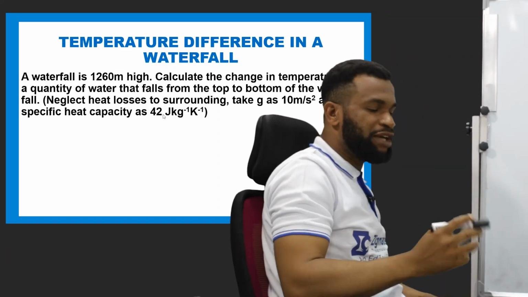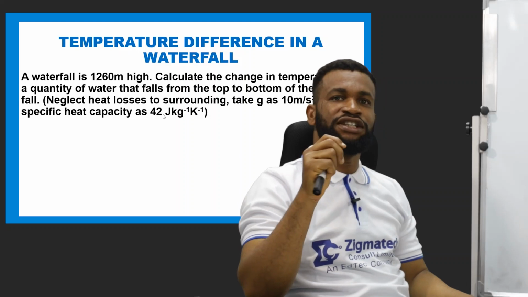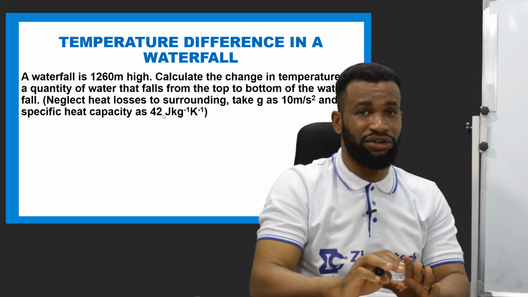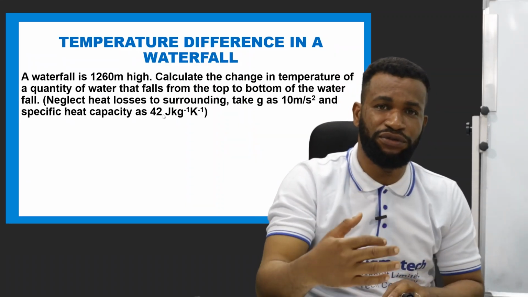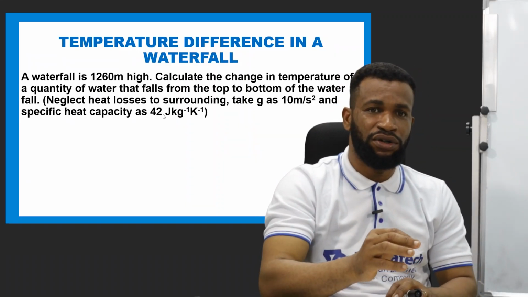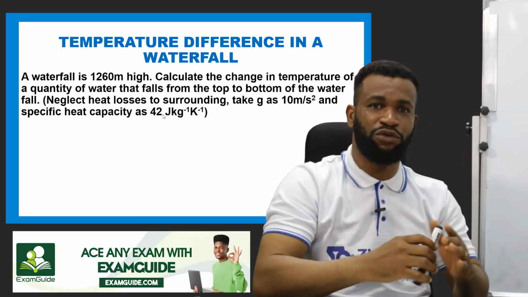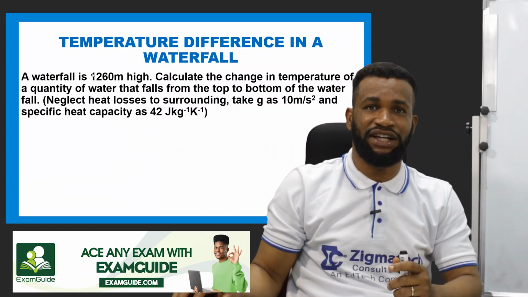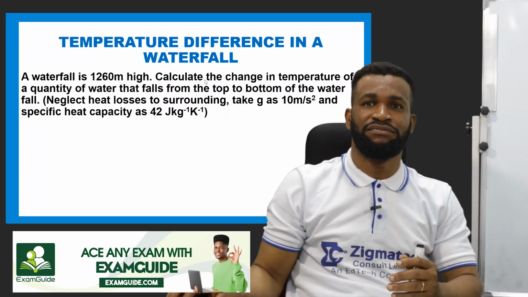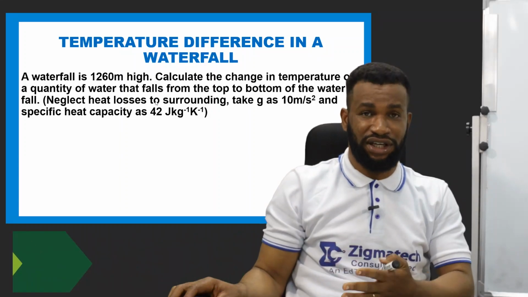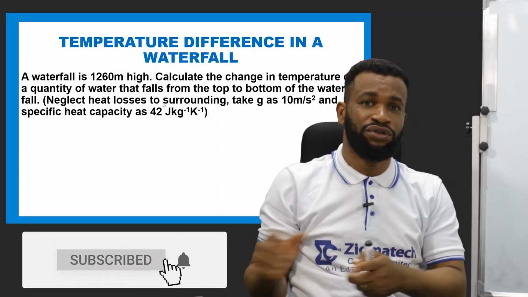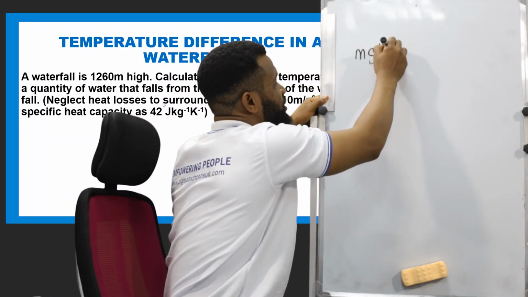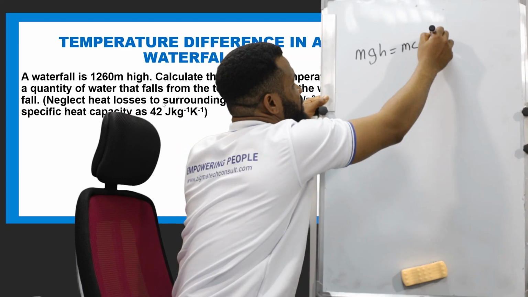So in terms of this waterfall, it is just gotten from the fact that energy is neither created nor destroyed, but is converted from one form to the other. So from potential energy, because when we talk about waterfall, it's a function of height. And that is why this height is given at this point. And change in temperature is also there. And that is what we are looking for. So we are saying that potential energy, which is mgh, is equal to mc change in theta.